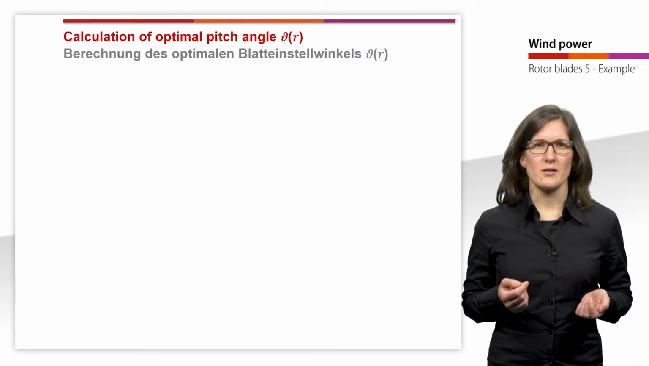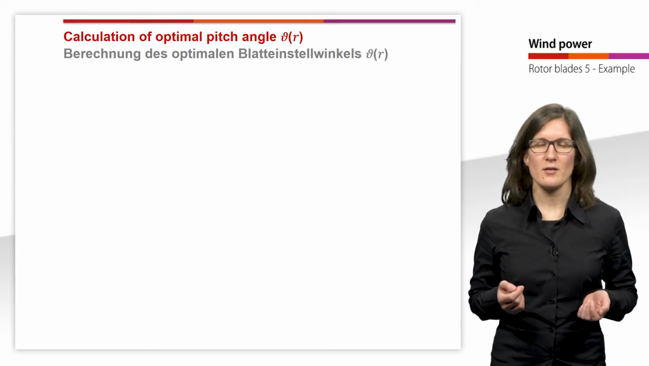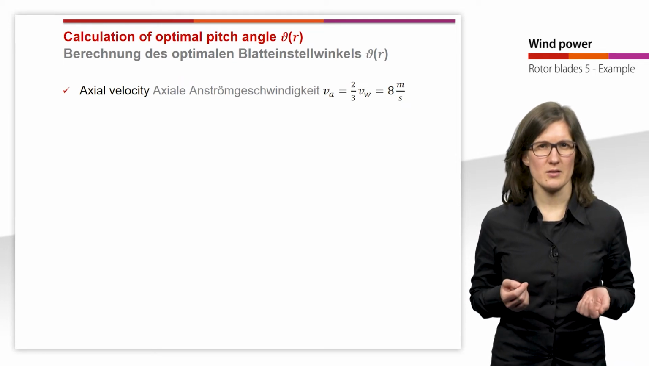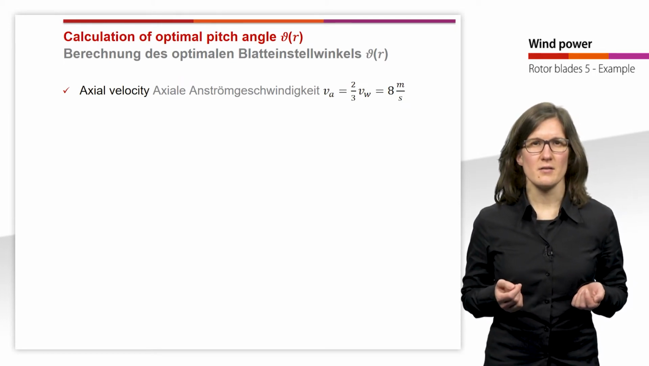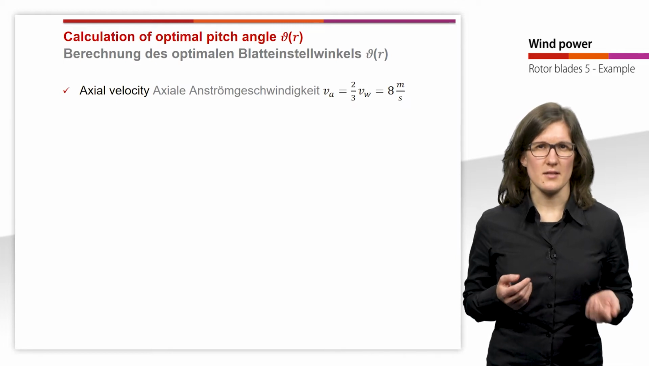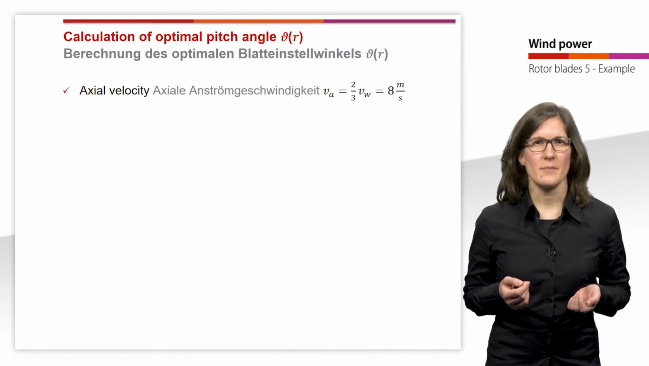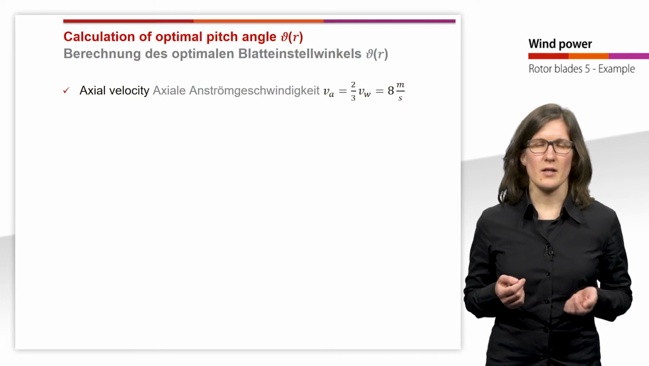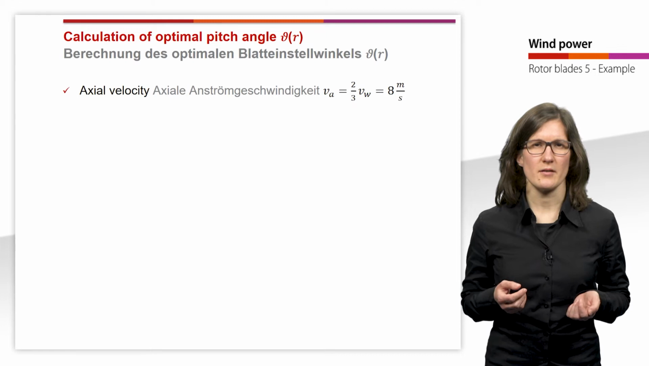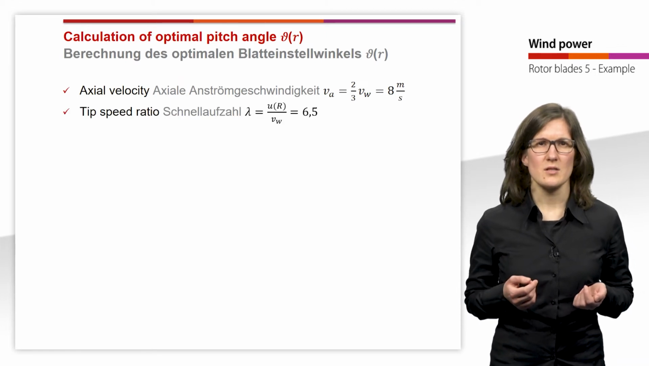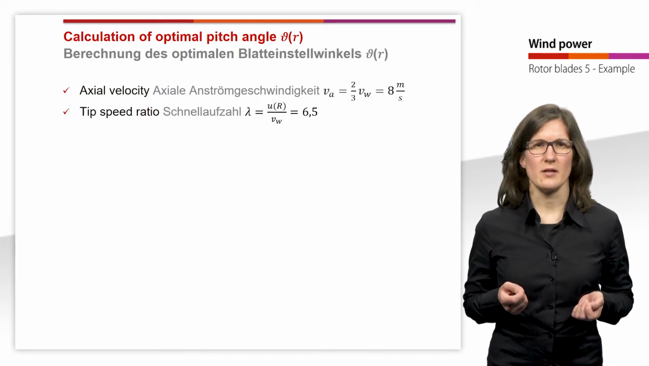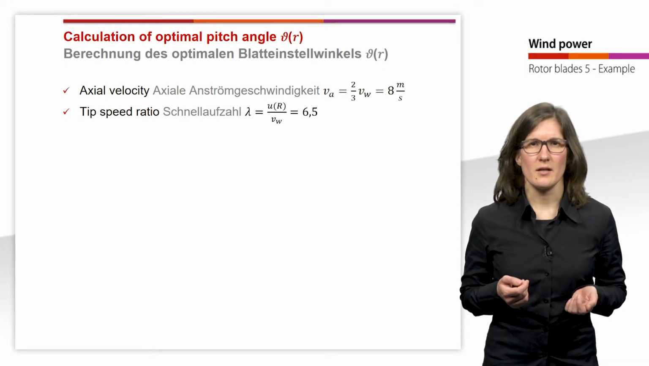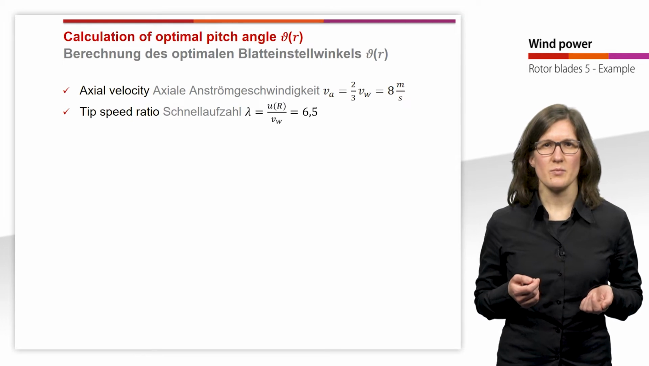First of all, we calculate the optimal pitch angle theta for each blade element. Therefore, we first calculate the axial velocity Va. This velocity has the same number for each blade element and is 2/3 of the wind velocity. Thus, in our case, it is 8 meters per second. And afterwards, the tip speed ratio is calculated. This is the tip speed divided by the wind speed, and in our example it is 6.5.